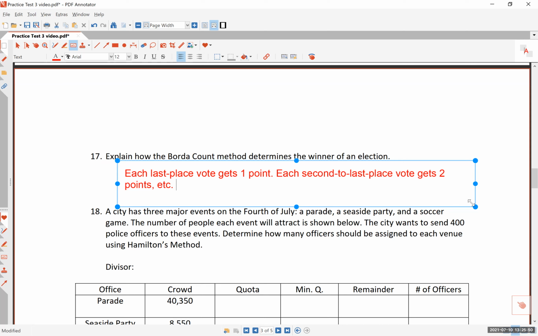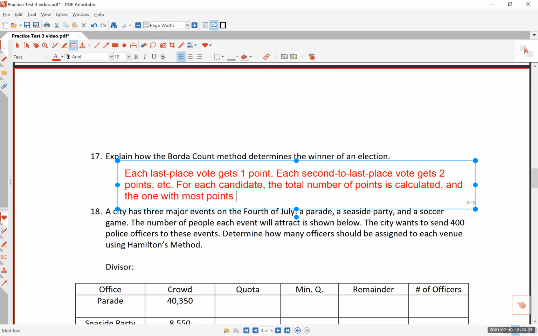It depends. We have seen a couple of examples, and sometimes the number 1 candidate gets 5 points, sometimes 3. But that depends. What we traditionally do is the last place vote gets 1, and then it increases by 1, right? Second to the last gets 2, a third from the last place gets 3, and so on, right? So for each candidate, the total number of points is calculated, and the one with most points, of course, wins, okay?